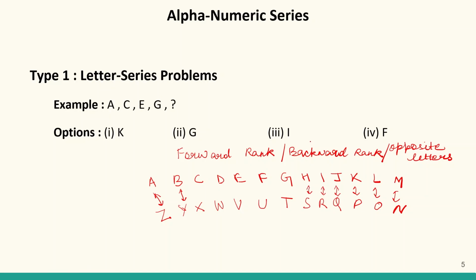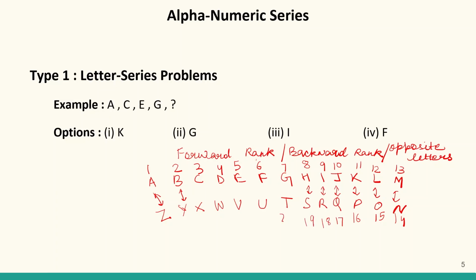Okay. And the other concept is forward rank, right? We discussed forward rank. So let us give numbers to these alphabets. A is 1, B is 2, C is equal to 3, D is equal to 4, E is equal to 5, F is equal to 6. Similarly, 11, 12, and so on. Okay. Now, let us say that N is equal to 14, 15, 16, 17.